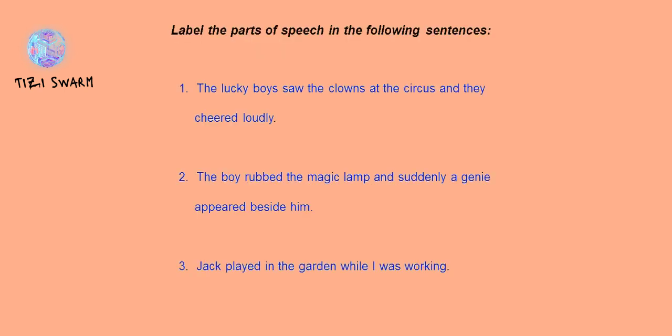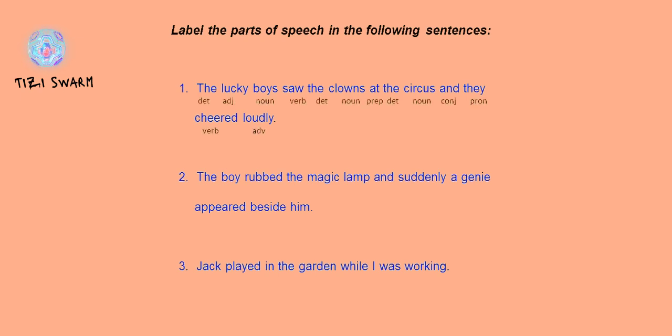So all I'd like you to do then is have a look at these three sentences, pause the video and label the parts of speech in the sentence. So each word, I'd like you to label it according to whether it's a noun, a verb, determiner, preposition, etc. So pause there and have a go at labeling those three sentences. Okay, so answers are coming up.